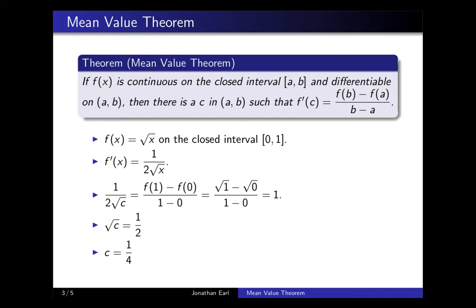So the slope of our secant line connecting the endpoints is f of 1 minus f of 0, all divided by 1 minus 0. Or in other words, we have 1 over 2 times the square root of c is equal to 1. We can simplify things down a little bit and get the square root of c is equal to 1/2, or in other words, c is equal to 1/4.